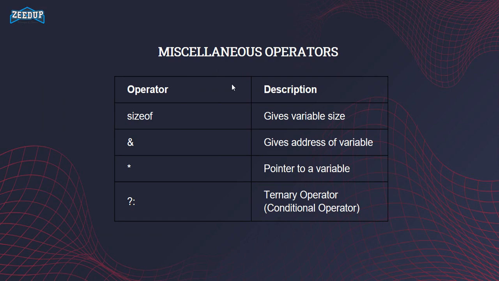Then we have the miscellaneous operators. These miscellaneous operators specify a bunch of tasks. First of all, we have the sizeof operator that gives the variable size. That is, how many bits or how many bytes of memory the variable has taken up. For example, a character always takes 1 byte. An integer takes 2 bytes. This is a predefined size of the variables, that is how many bytes in memory they will take, and it is given by the sizeof operator.